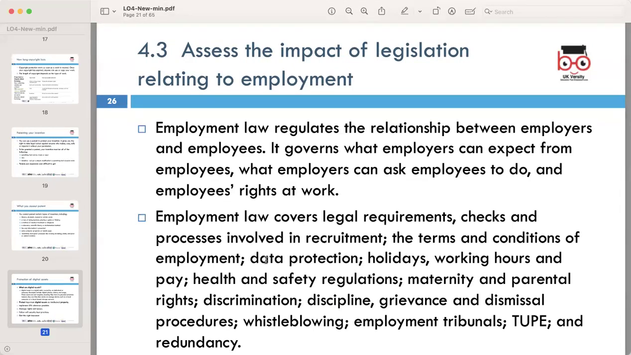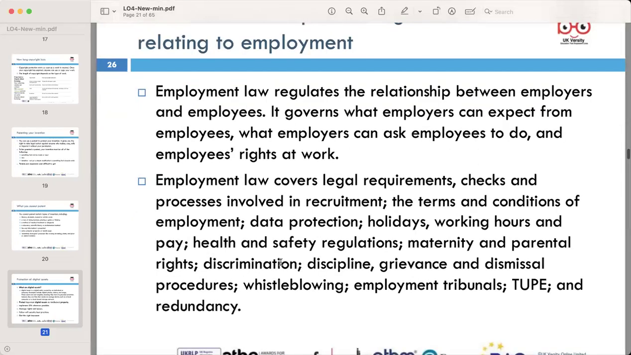processes in recruitment, terms and conditions of employment, data protection, holiday, working hours, and pay, health and safety regulations, maternity and parental rights, discrimination, discipline, grievance and dismissal procedures, whistleblowing, employment tribunals, redundancy. This comprehensive coverage ensures a fair and lawful working environment for both employees and employers.